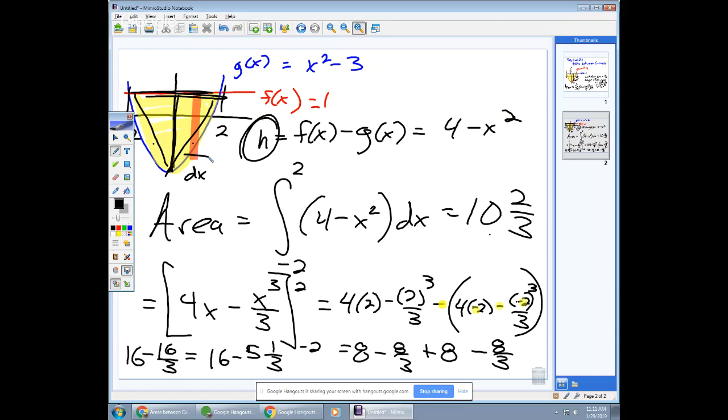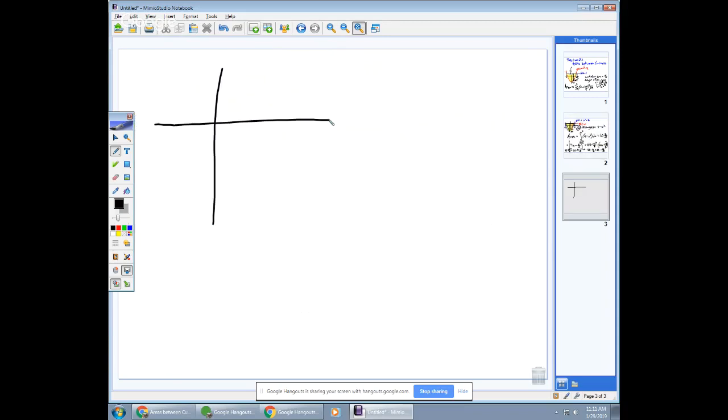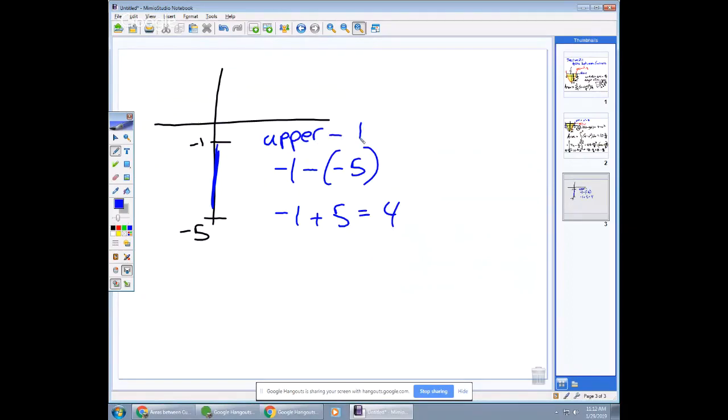All right, so let's just double check that idea. Suppose I had some rectangle and the height was sitting over here at -1, and then down here the y value was -5. So we want to know what's that height right there. Well, the height would just be the top number minus the bottom number. -1 minus -5 is going to be +5 minus 1, which gives me a height of +4. So as long as you always have the upper number minus the lower, it's going to work out fine.